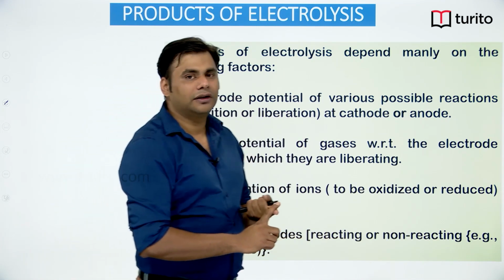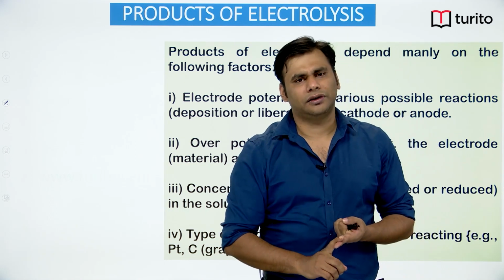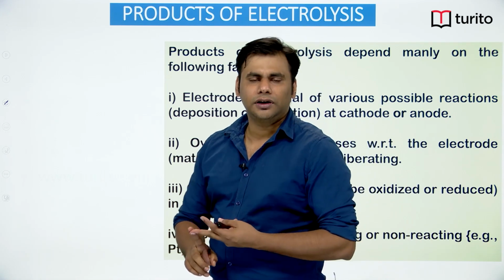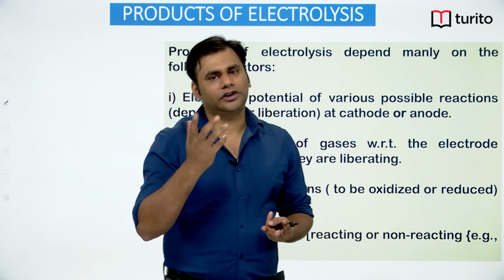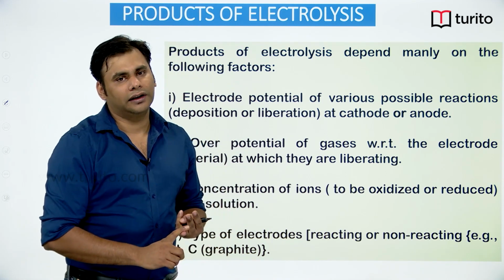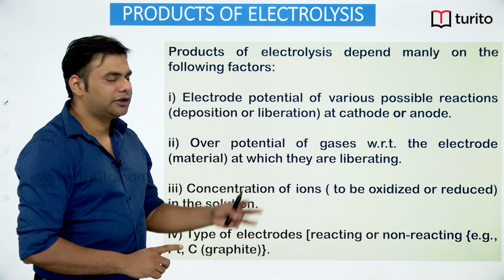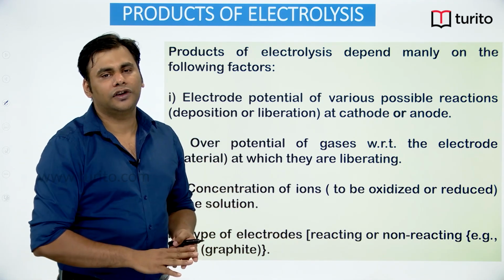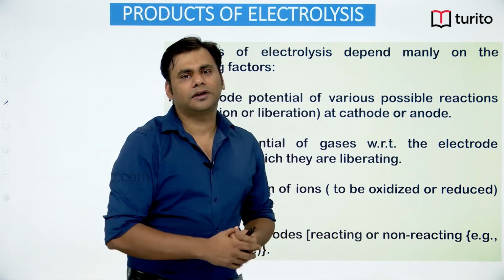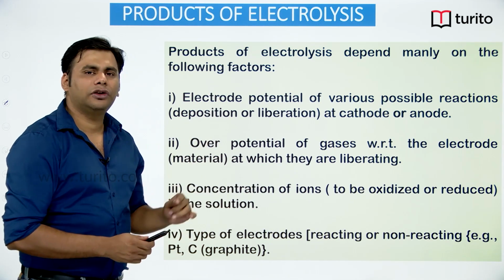The first is their reduction potential, basically their standard electrode potential. The second is the concept of overpotential. Third is the concentration. If the concentration of any species is high, the probability of getting reduced becomes more because the number of ions in the solution has increased. And the last point is the type of electrode which we are using during the electrolysis of a particular electrolyte. So these are the 4 points that you should keep in your mind.